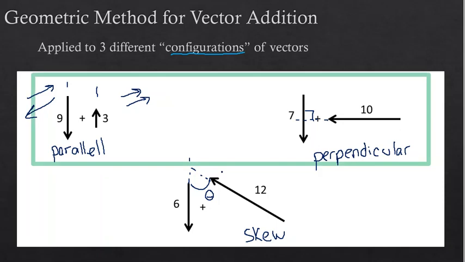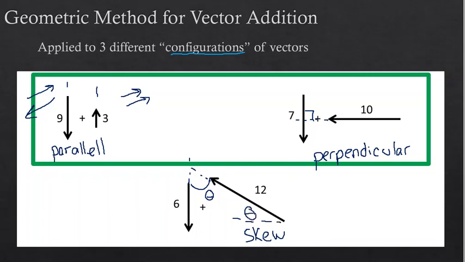Now for this video right here in our first unit, we are just going to be focusing on adding these two types of vectors together, parallel and perpendicular vectors. That's going to be the skill we are focusing on. In future units, we are going to be focusing on handling these skew vectors. It gets a little complicated with these angles, but don't worry about those yet. The purpose of this video is to be able to add parallel vectors and perpendicular vectors together using this geometric method.